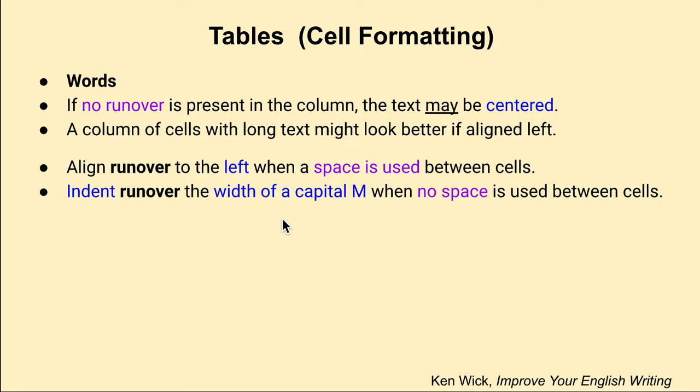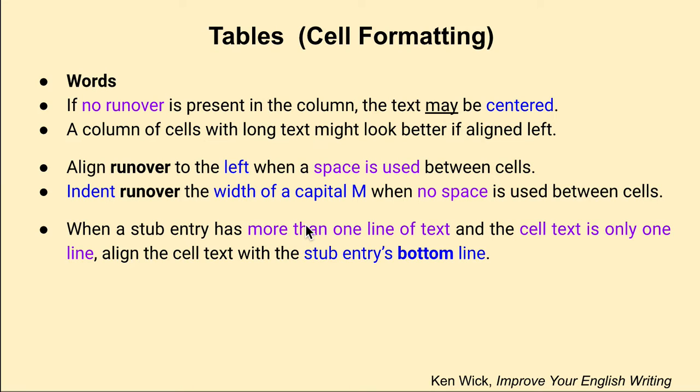I got ahead of myself on that slide. I think we're going to discuss this in a few bullets. So, yes, the next couple bullets here, we'll need to go back to that slide. So when a stub entry has more than one line of text, and the cell text is only one line, so stub is more than one, cell is one, you line the cell text with the stub entry's bottom line.